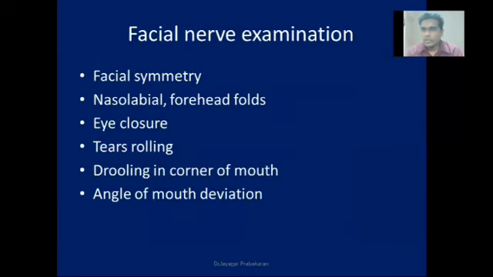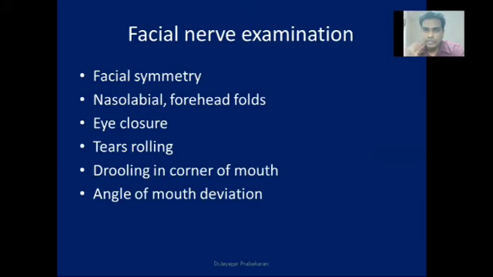Facial nerve examination is part of ear examination. You should look for facial symmetry, absence of nasolabial folds, forehead folds, and whether the patient is able to close the eyes properly, one side or both sides. All these things should be tested. And sometimes there will be excessive tear secretion on one side because the eye cannot be closed. So tears will be rolling down, or drooling in the mouth, or dryness of eyes could be noted. Drooling from the angles of the mouth, or any deviation of the angle of mouth, all these things are noted. You can ask the patient for facial nerve function, like asking them to blow.